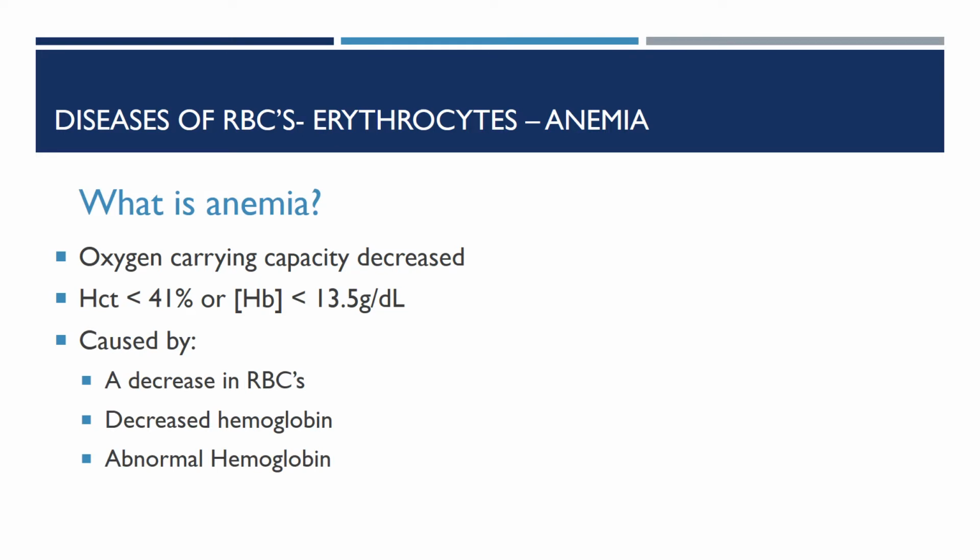This anemia can really originate from multiple sources. We could decrease the red blood cells. We could decrease the hemoglobin. And last but not least, we could produce abnormal hemoglobin. In the last couple of examples that we're going to see today, we see abnormal hemoglobin actually produced.